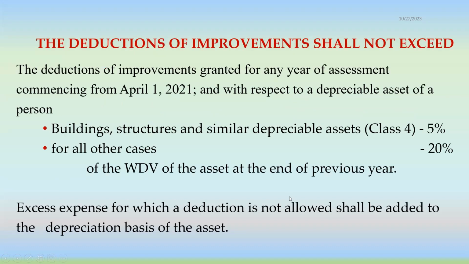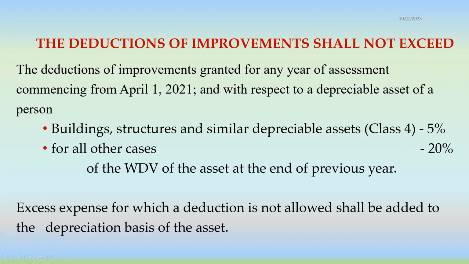There is a restriction. That means the restriction of improvements granted for any year of assessment from April 1st, 2021, with respect to a depreciation of a person. If it is a building or similar depreciable assets, it should be restricted to 50% of the written down value of the asset at the previous year, and in all other cases, we can deduct 20% of the written down value of the asset at the end of the previous year.